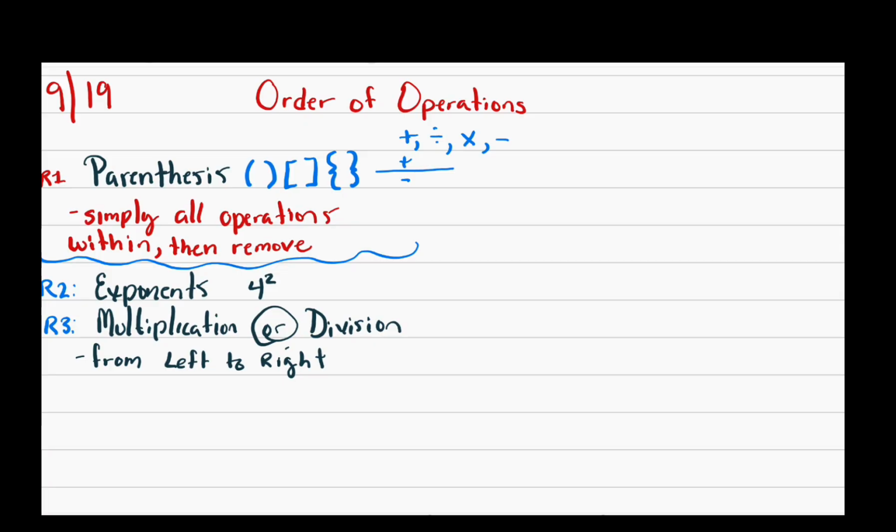All right? Now, once all multiplication and division are done, now you go to the last step, which is addition, the last operations, addition, or, underline, or subtraction.